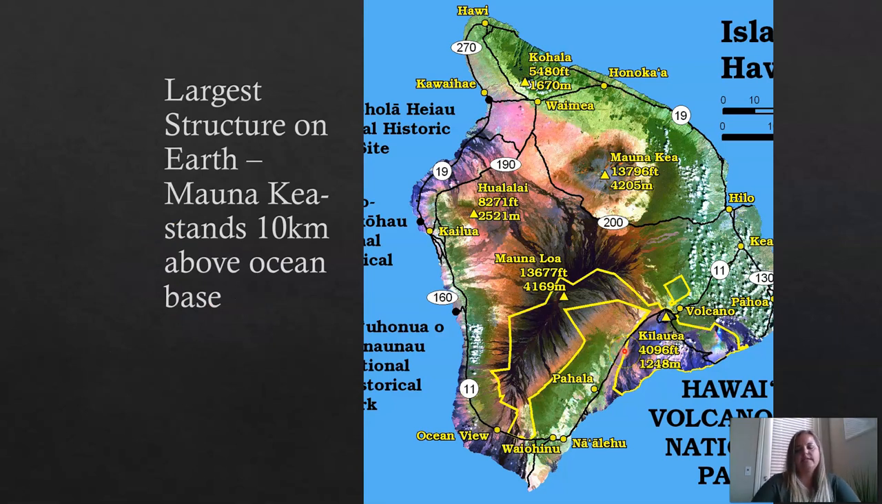So Hawaii, like I said, is a very popular shield volcano. And it has a couple, obviously. It's not just one centralized volcano. And Mauna Kea is the largest structure on Earth. It's taller than the Himalayas. But that's from its base. Okay, so it's 10 kilometers from the ocean base to its peak, which is pretty high.